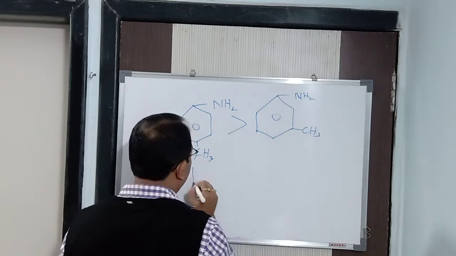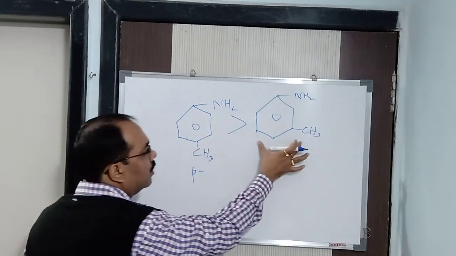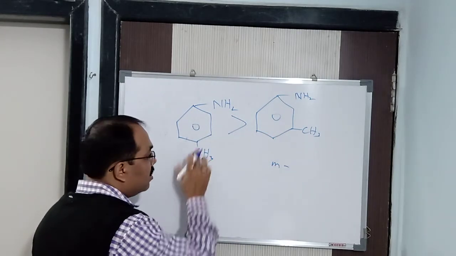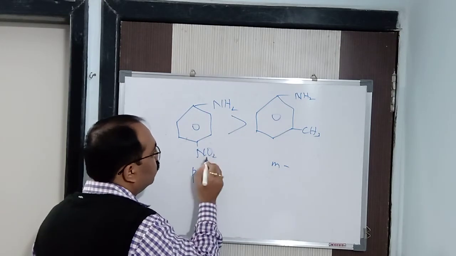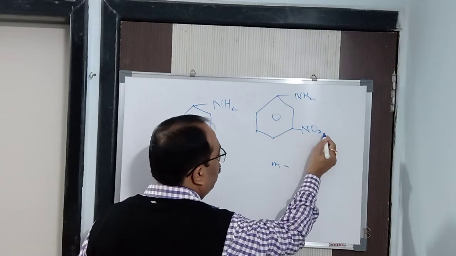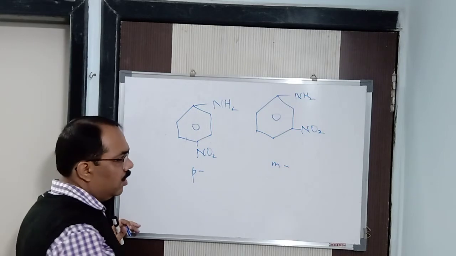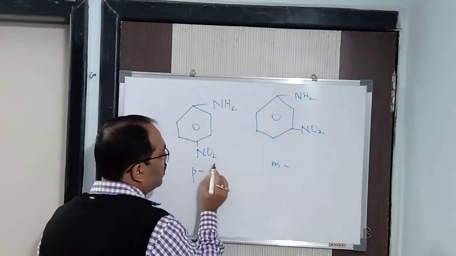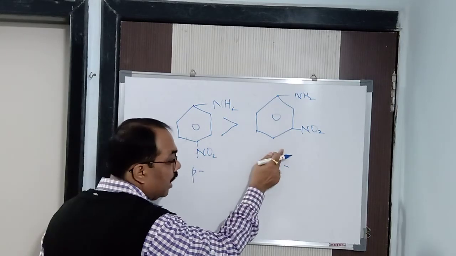Meta position. This is para and this is your meta. So this is more basic than this. This is more basic than this. Similarly, here NO2 is there, and here also NO2 is there. So NO2 is an electron withdrawing group. It's a base weakening group. So here what you find is that this is also less basic in nature than meta.